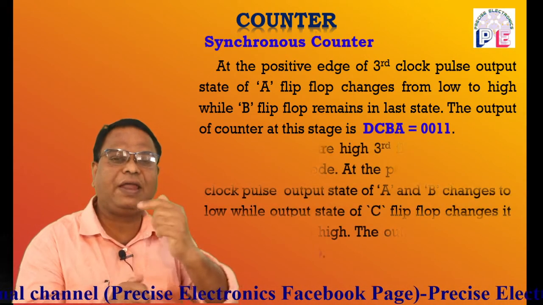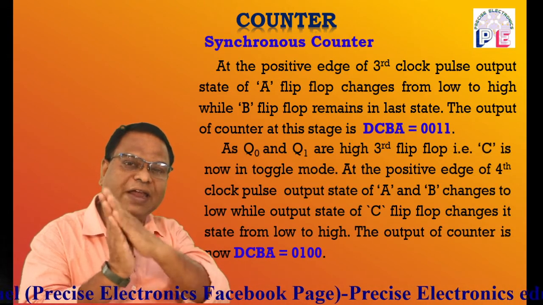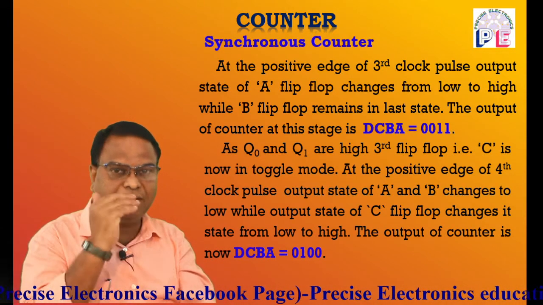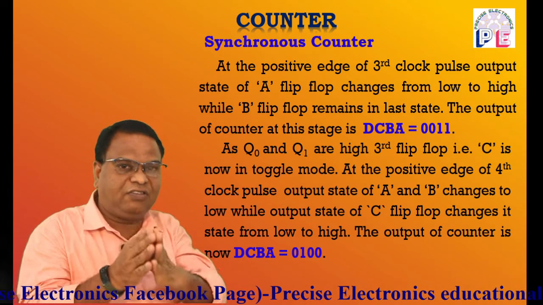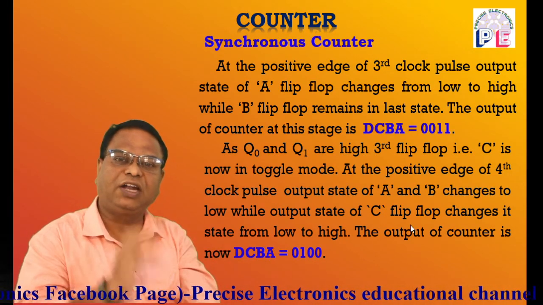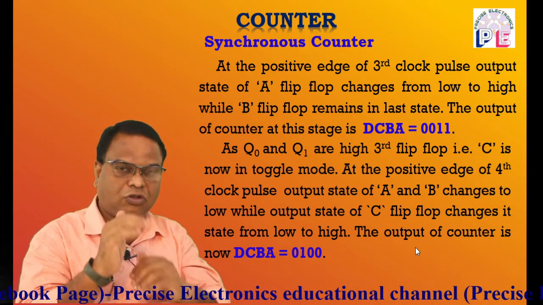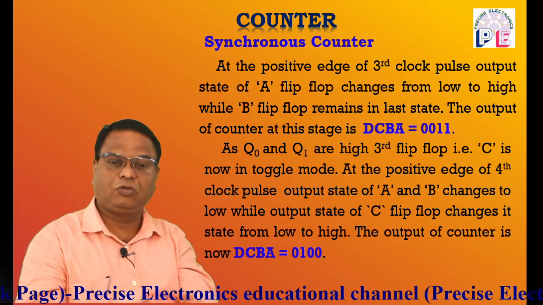As both A and B outputs are high, the output of the AND gate is high. That means, friends, in this case, the third flip-flop, that is C flip-flop, is in toggle mode. The third flip-flop is in toggle mode.